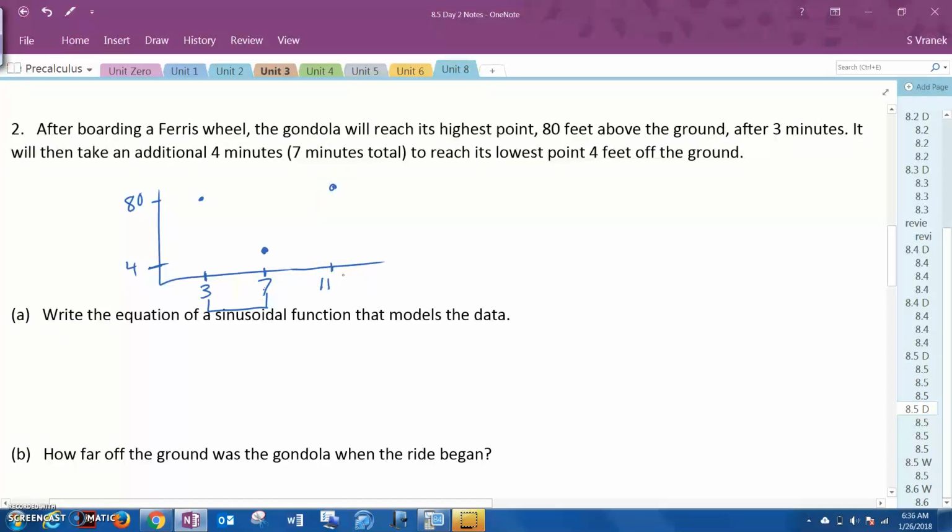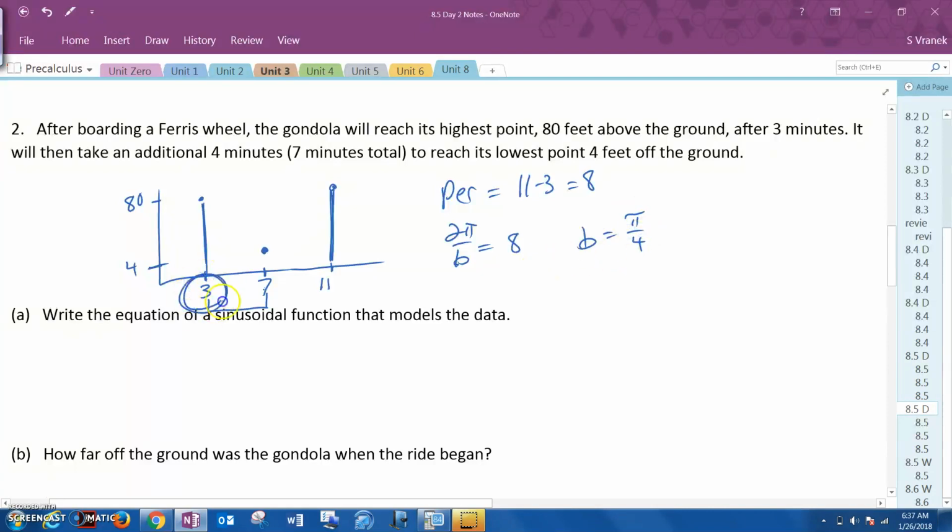Now, be careful though. The period is the spacing between these two. So the period is not 11. It's 11 minus 3 or 8. Okay? Which means that our b value, 2 pi over b, is equal to 8. So 2 pi over 8 is pi over 4. So b equals pi over 4. So I have that one.